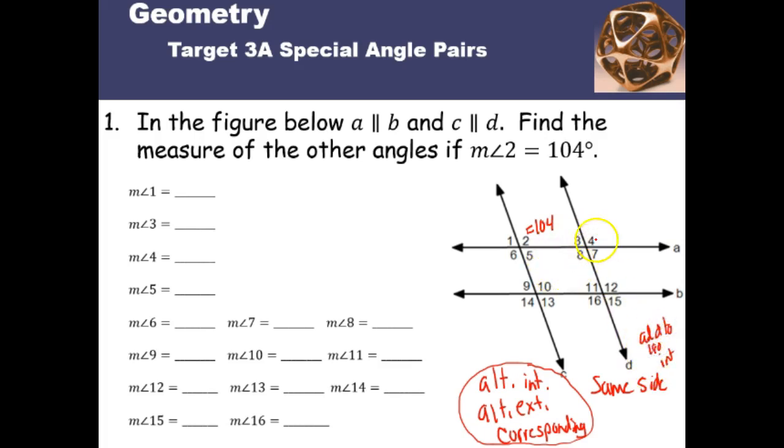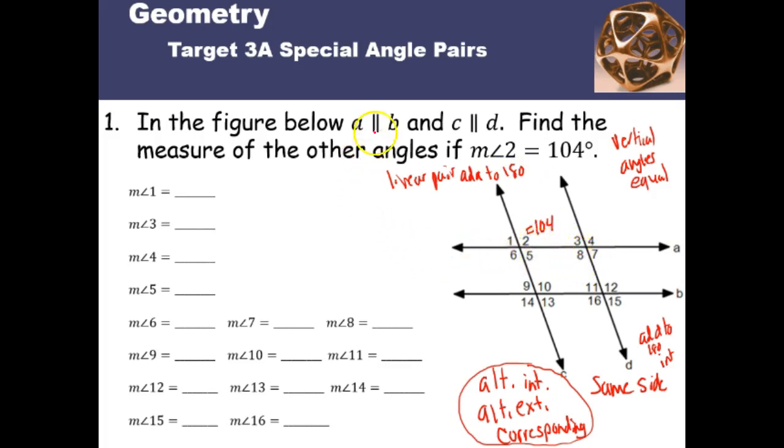Okay, and then there's another couple that we need to talk about: vertical angles, which are angles that are right across from each other, and they're always equal. And then there's a linear pair, and those are angles that are right next to each other that make a line. So a line is 180, so they add to 180. So we're going to use those facts to solve these problems.